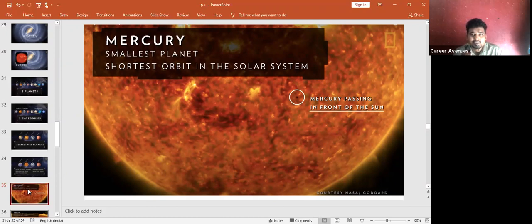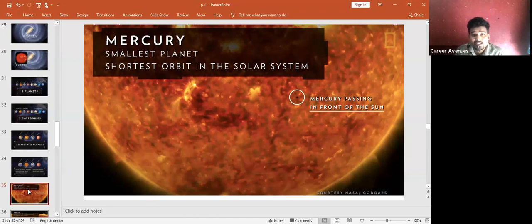See, now this is close to the sun, but this is not hot. This is not the hottest planet. The hottest planet is Venus, and this is a very important concept. We'll see why. The reason is that on Venus we have the presence of greenhouse gases like CO2.